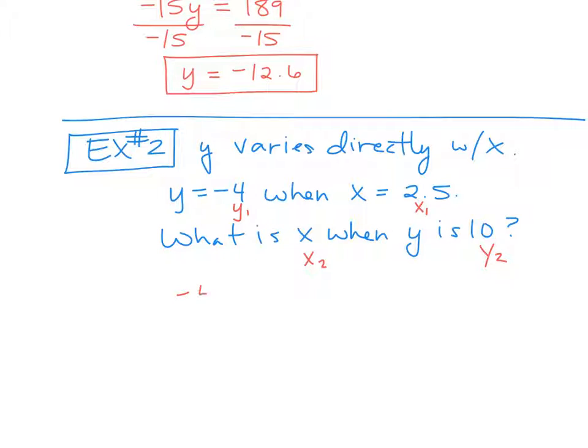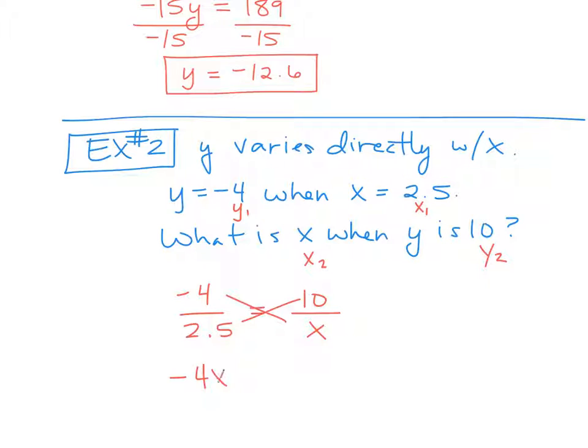So you have -4 over what? 2.5. Y over x, so -4 over 2.5 equals what? 10 over x. Now here's where you can't just multiply both sides by 10, right? It doesn't work that way. You'd have to multiply by x and then divide by -4 over 2.5, which is ugly. So again, like I said, if you want to play it safe, cross multiply.